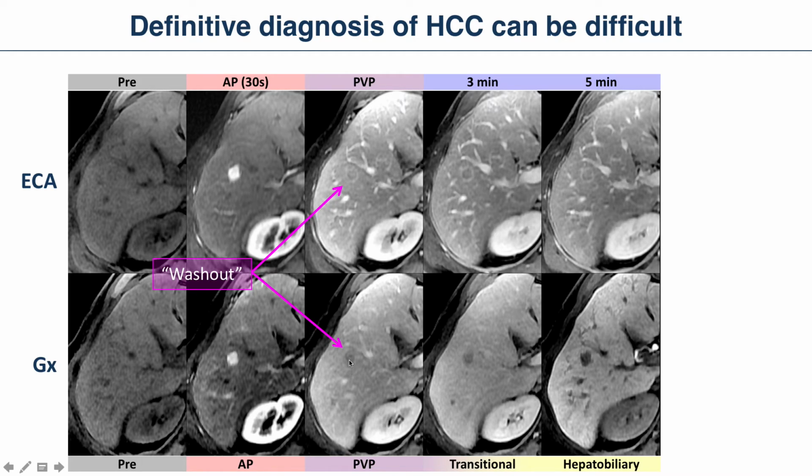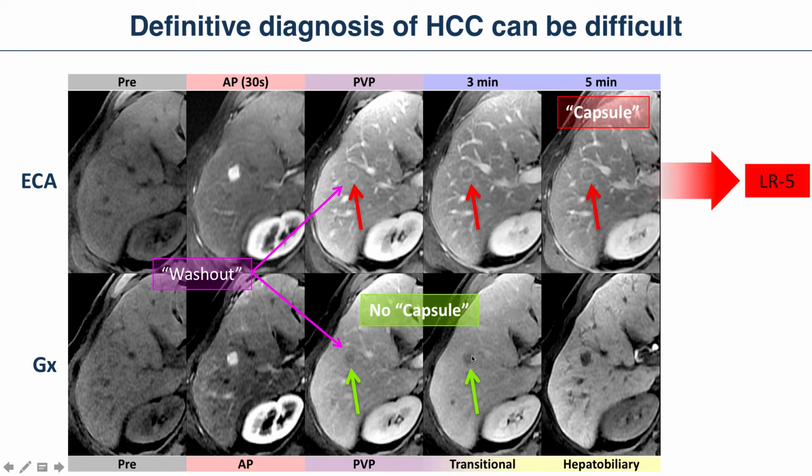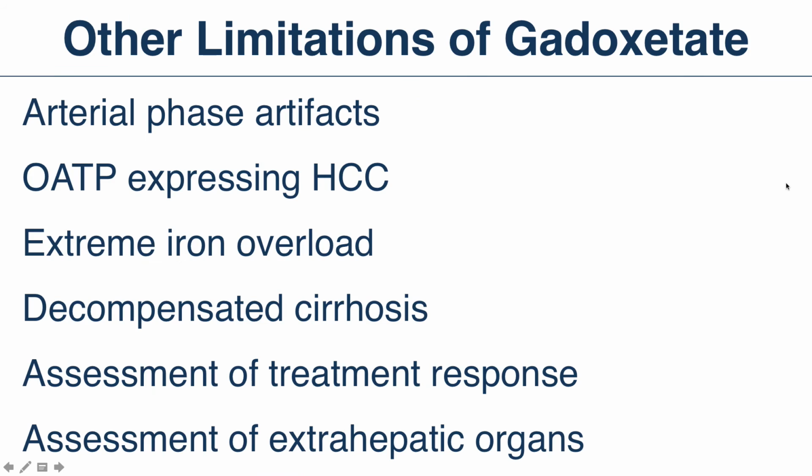This washes out, but does anyone see the capsule? You can't see the capsule. And in order to call this an HCC, this is so small, you need to see washout and capsule. So why can we not see the capsule here? It's probably because the liver is enhancing so much that the enhancement of the liver is obscuring the enhancement of the capsule. So just be aware that when you give Gadoxetate, it's easy to detect the HCC, but it may be hard to prove with 100% certainty that it's an HCC. So this is a LI-RADS 5, and that's a LI-RADS 4.